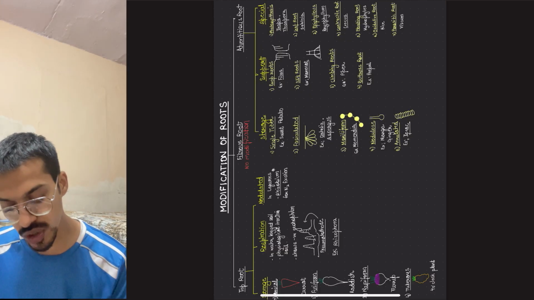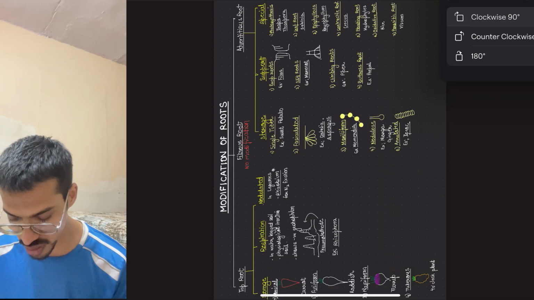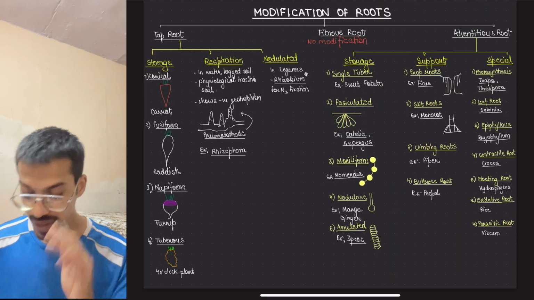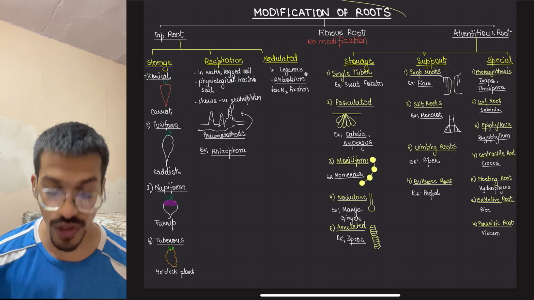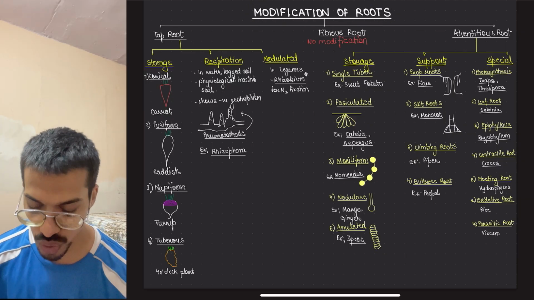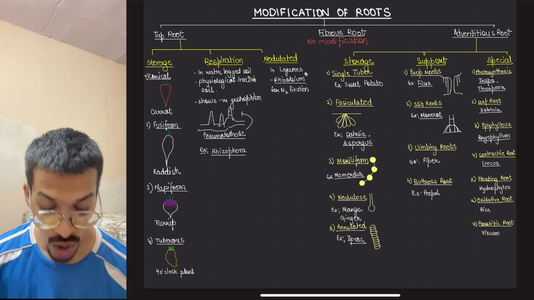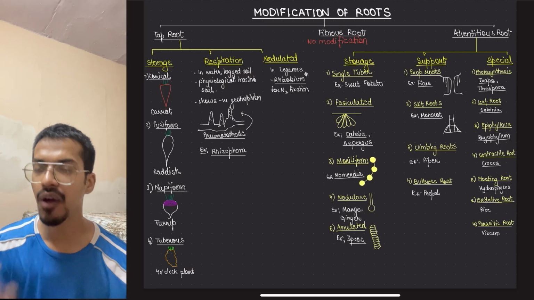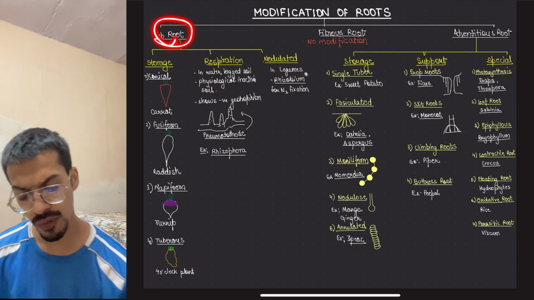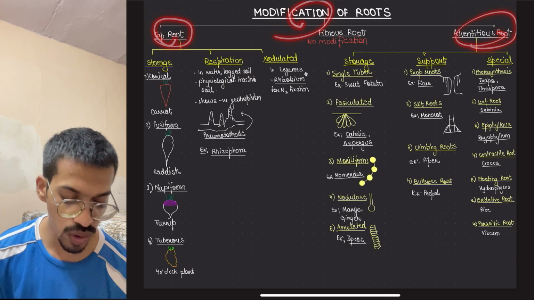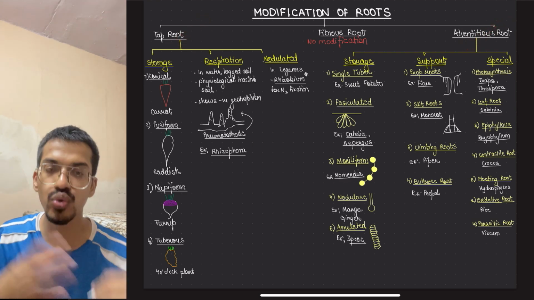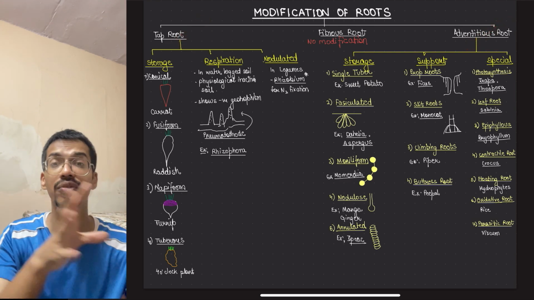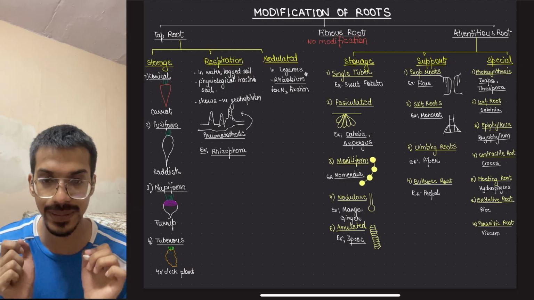Now the next thing is modification of roots. In your new NCERT, this topic is taken out, but in your syllabus this topic is present, so we are going to be doing it. Modification of roots means how the roots are modified in certain plants. We have 3 different varieties of roots: taproot, fibrous root, and the adventitious root. Taproot and adventitious root have been changed in different organisms, so they are modified.